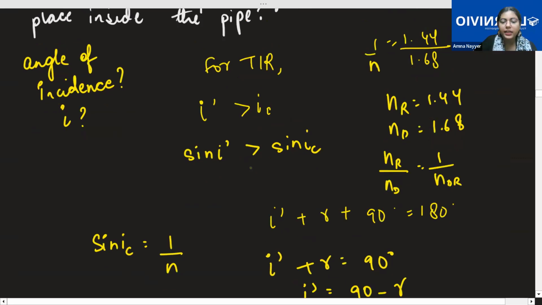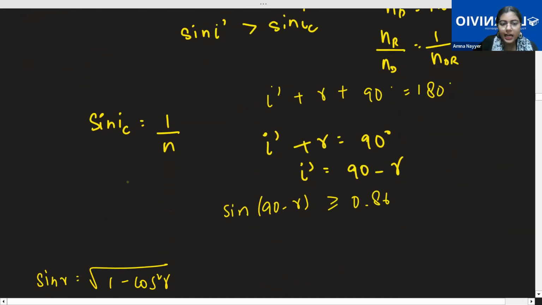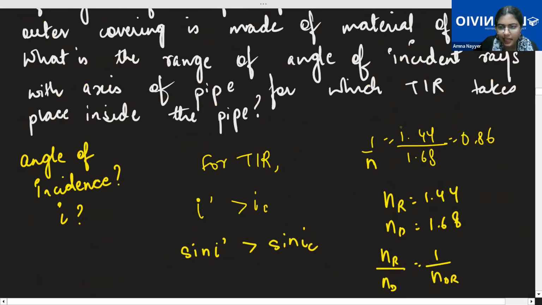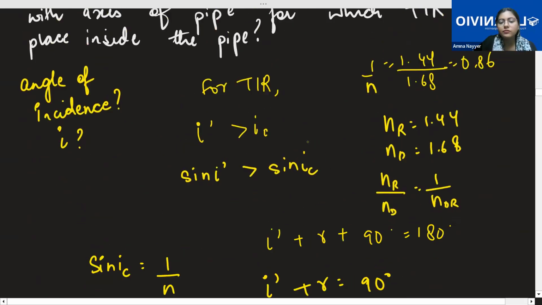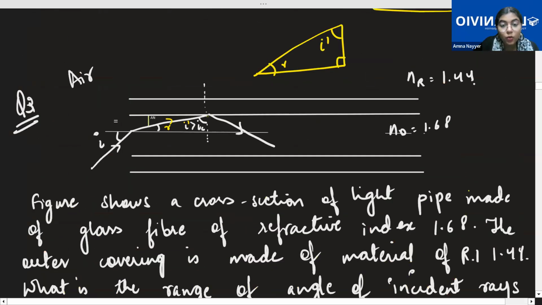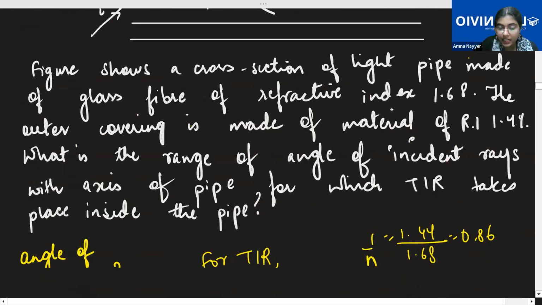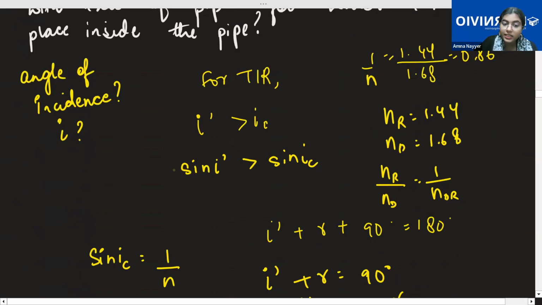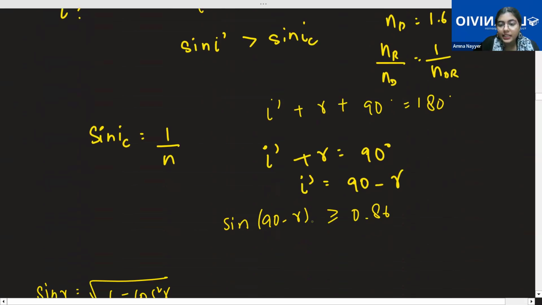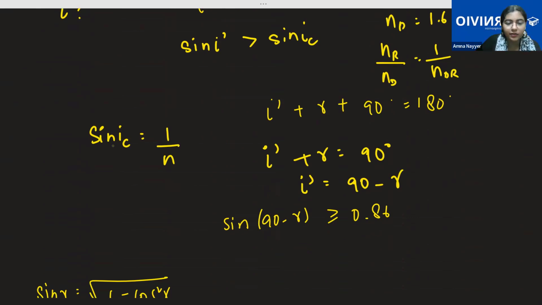Now look, from here I can say sine IC is 1 by N. The value of sine IC, the critical angle, is 1 by N. For this point where total internal reflection is occurring, I'm focusing on sine I dash right now. This sine I dash is greater than the critical. Let me first complete what I was saying: sine IC is 1 by N. So can I say sine IC is equal to 1 by N, which is 0.86? I can say this.